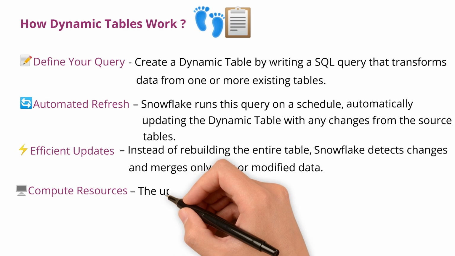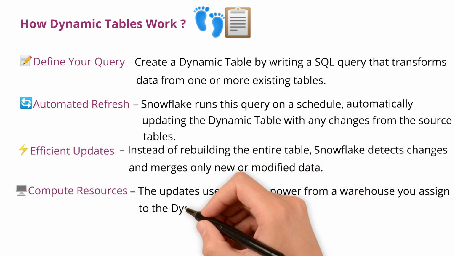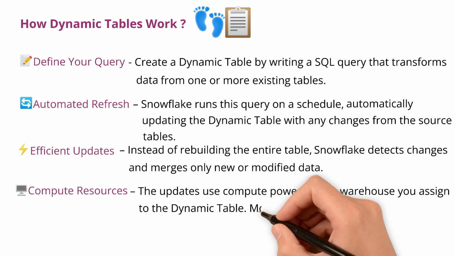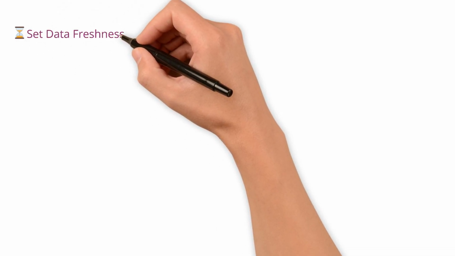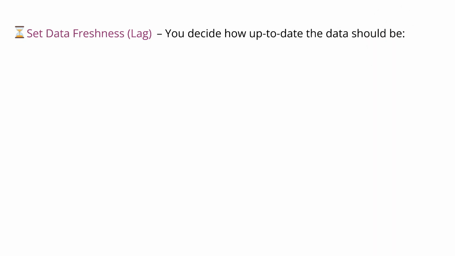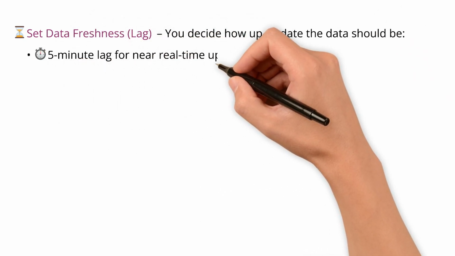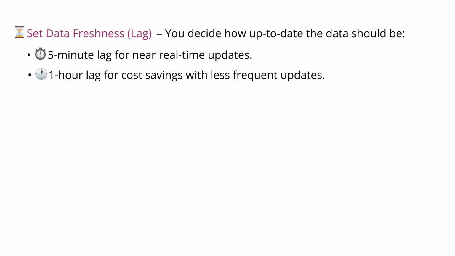Compute resources. The updates use compute power from a warehouse you assign to the dynamic table. More frequent updates may use more resources. Set data freshness or lag. You decide how up to date the data should be, like a 5-minute lag for near real time updates, or a 1 hour lag for cost savings with less frequent updates.